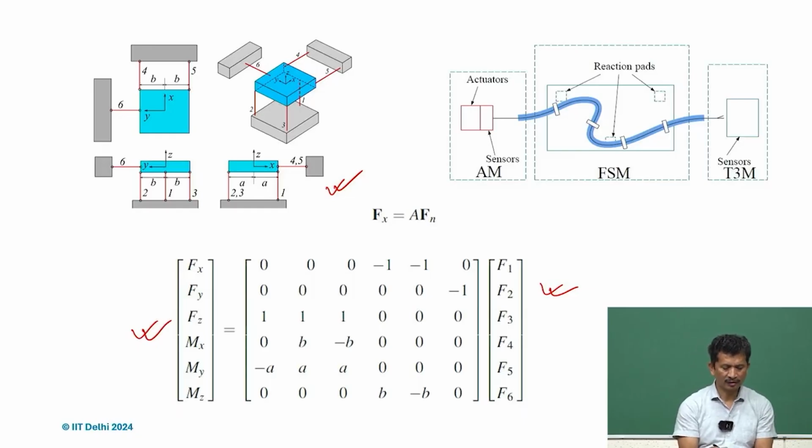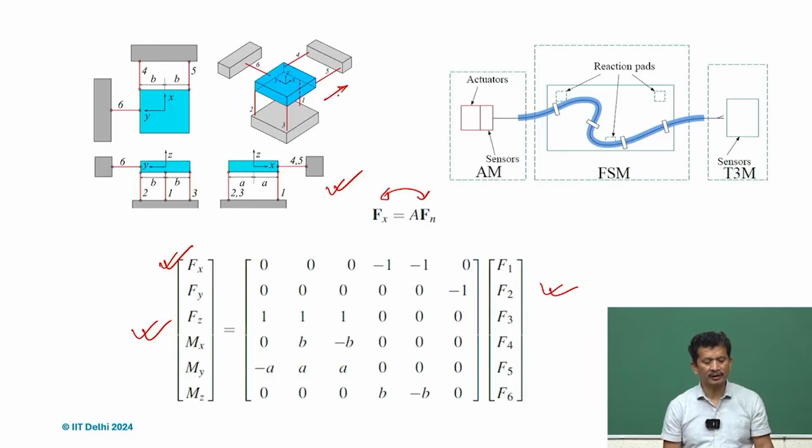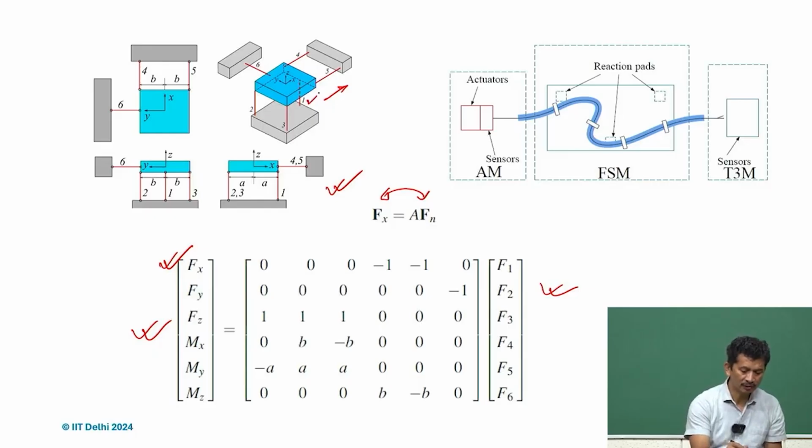So, that is what we say, there is a 1-to-1 correspondence whenever there is an exact constraint design. For instance, if we are talking about Fx, so Fx is this direction. If the force in the x direction is applied, what will happen? So, 1, 2, 3 and 6.